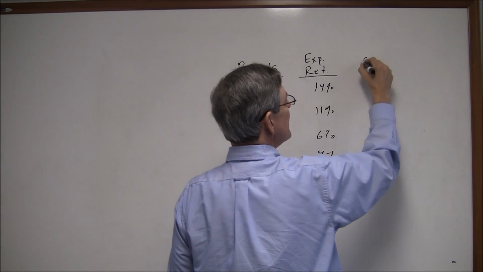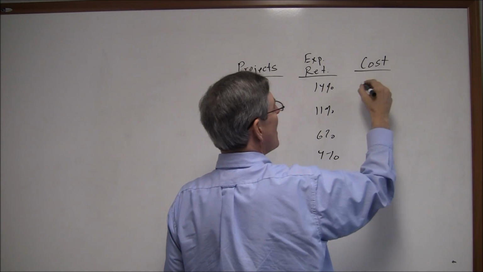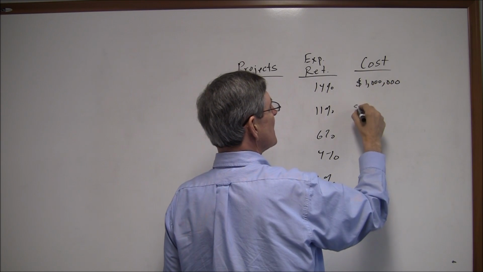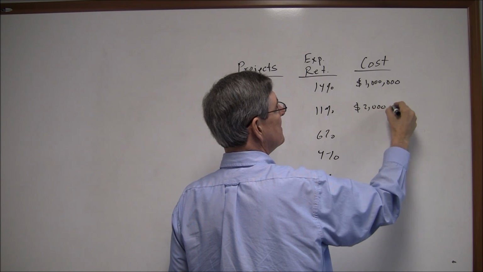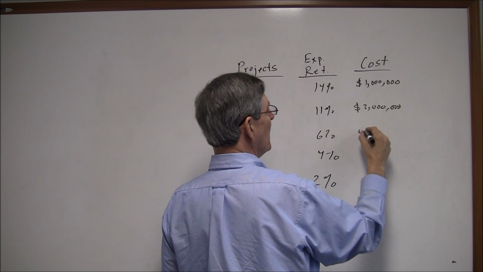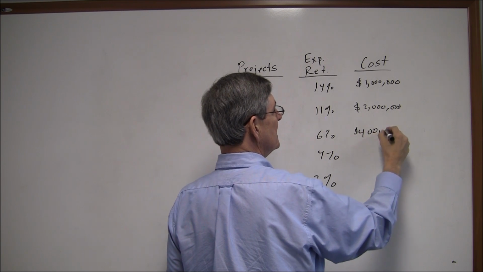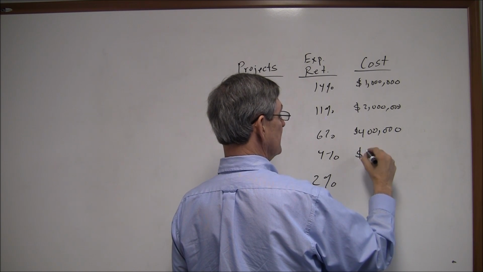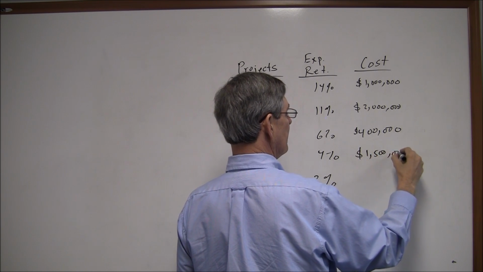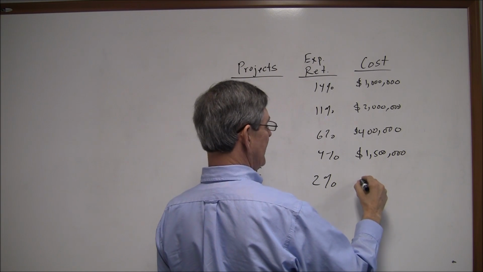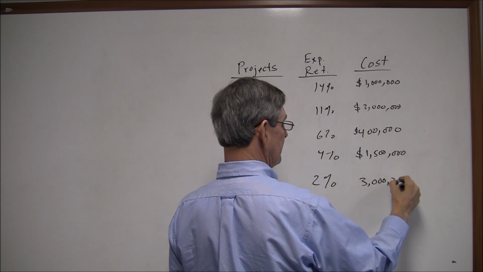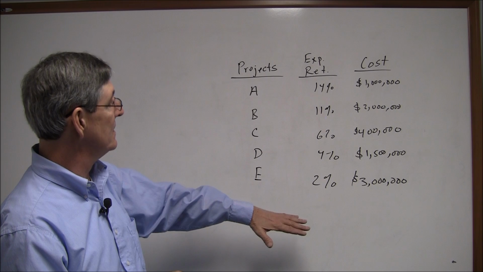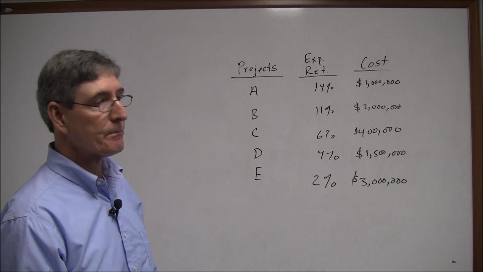I'm just making up these numbers, but let's just do some costs. Maybe this first one's $1 million. Maybe the second one, $2 million. Third one, $400,000. Fourth one, I don't know, $1.5 million. And the last one, $3 million. So then the question is, how many of these projects should the firm undertake?